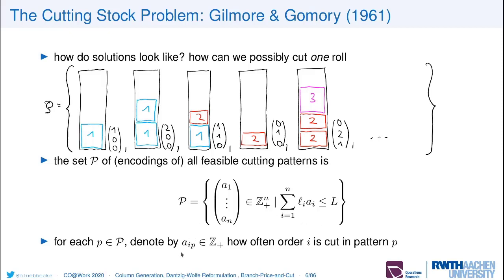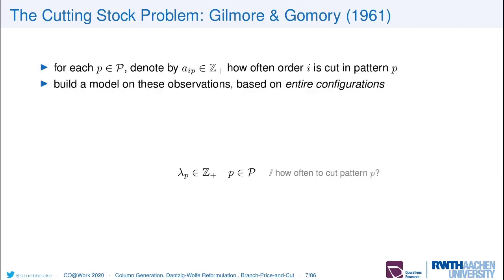Let's denote by a_ip the number of times I cut order i from a given pattern p. Here, for example, a_1p for this pattern would be 2, because I'm cutting the first order twice. And with this, I can come up with a different kind of model. I'm basing a different integer program on this observation I just had. I have a new integer variable for each pattern, and it says how often that particular pattern will be used in my solution.